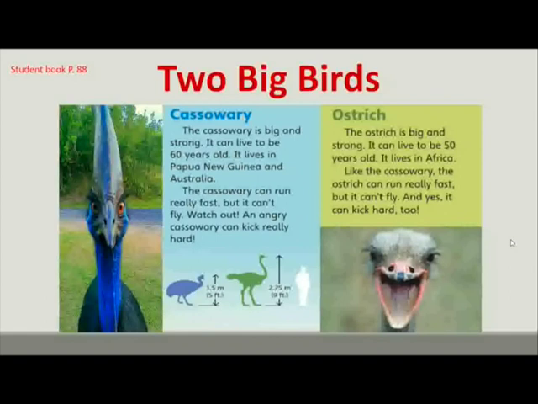Cassowary. The cassowary is big and strong. It can live to be 60 years old. It lives in Papua New Guinea and Australia. The cassowary can run really fast, but it can't fly. Watch out! An angry cassowary can kick really hard.